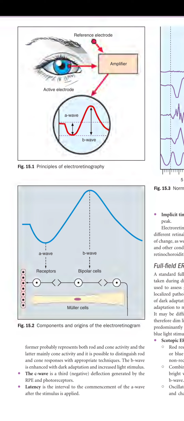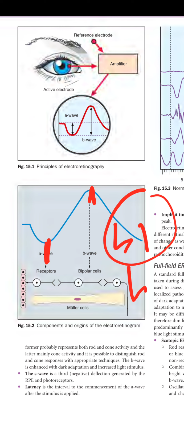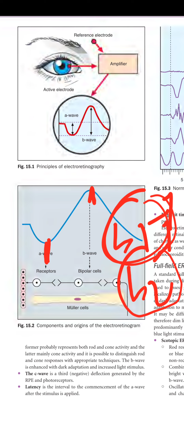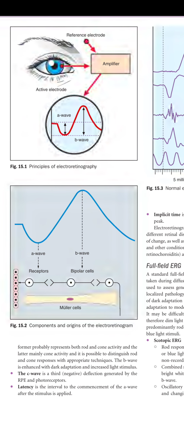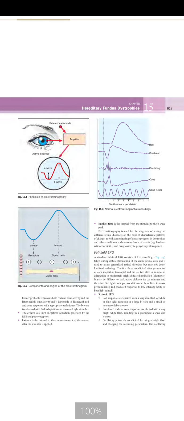So basically, the B wave amplitude is measured from the trough of the A wave to the crest of the B wave, and it can be divided into B1 and B2 components. B1 mostly represents both rods and cones, and B2 mostly represents cone activity. The B wave is enhanced with dark adaptation and increased light stimulus. Then there is a C wave, which is a third, negative deflection generated by the RPE and the photoreceptors.